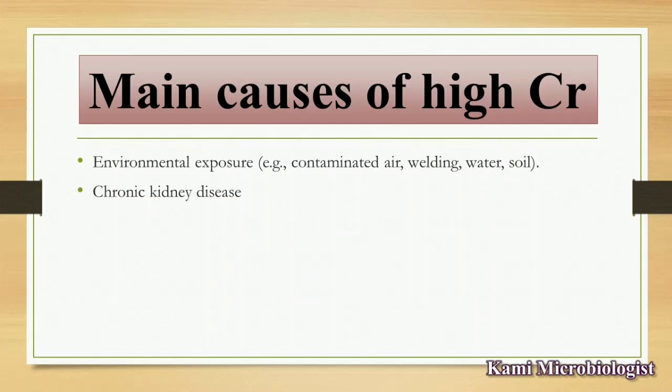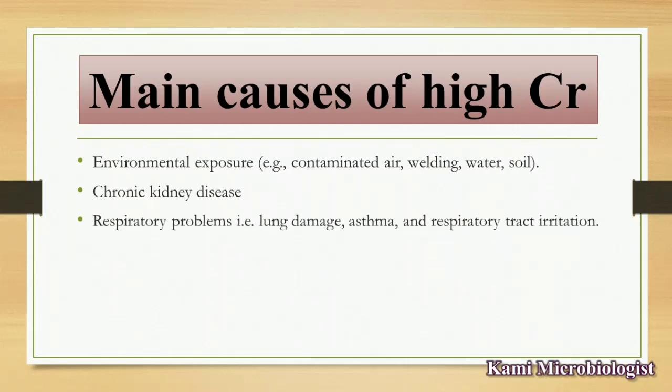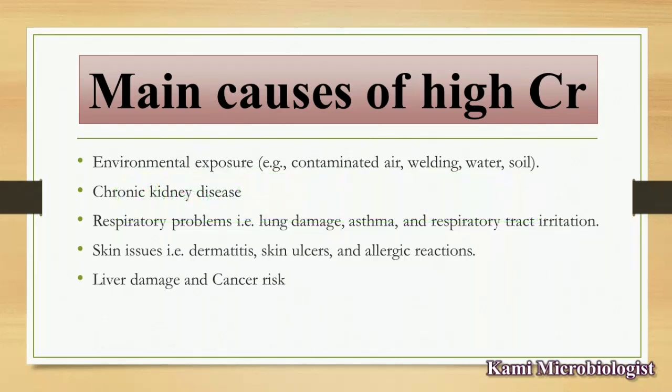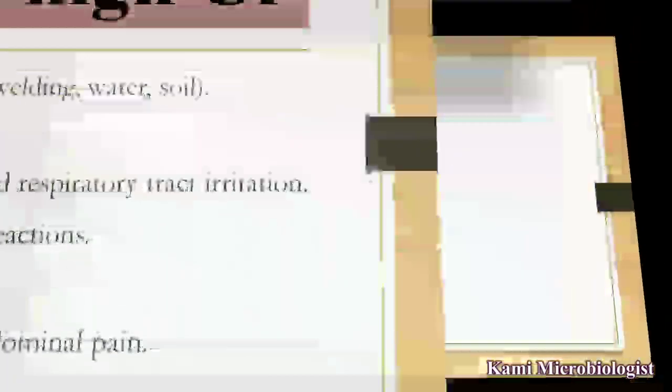High chromium can also be due to chronic kidney disease. High chromium may affect the respiratory system, causing problems like lung damage, asthma and respiratory tract irritation. High chromium may also cause skin issues like dermatitis, skin ulcer, and allergic reactions. Due to high chromium there can be liver damage and cancer risk. Due to high chromium there are also gastrointestinal tract issues, like nausea, vomiting and abdominal pain.